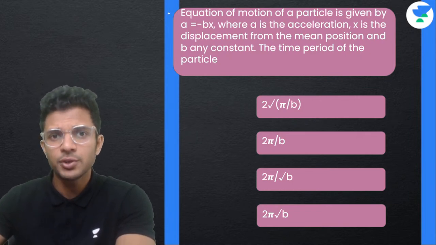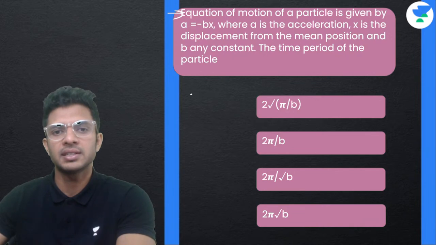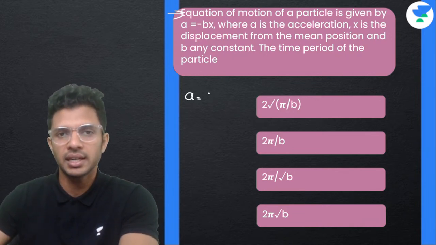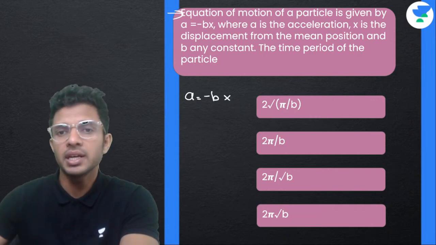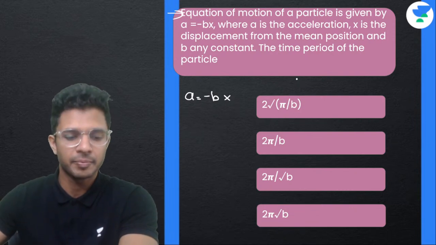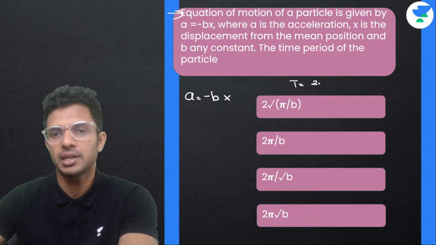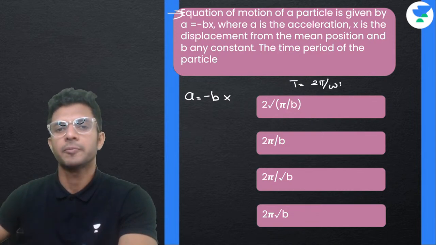If you read the question, it says the acceleration of a particle undergoing simple harmonic motion is given as A equals minus B into X. Question ye pooch raha hai ki iska time period kya hai? What is the general formula of time period? That is 2 pi by omega, right?